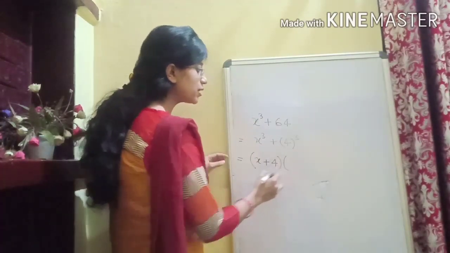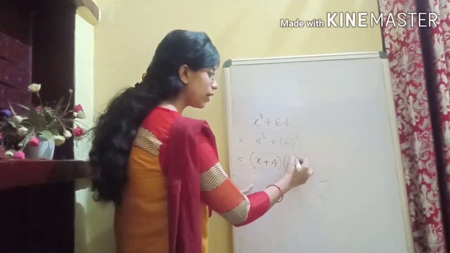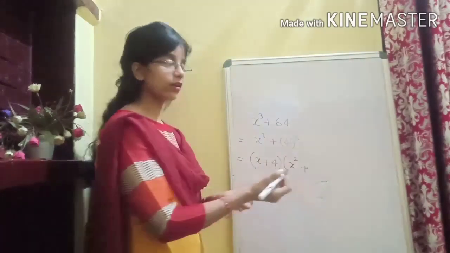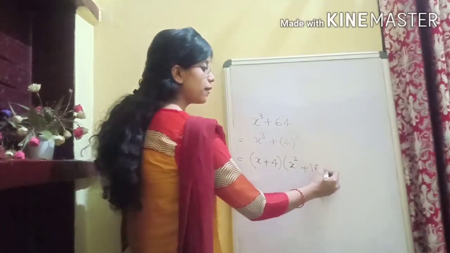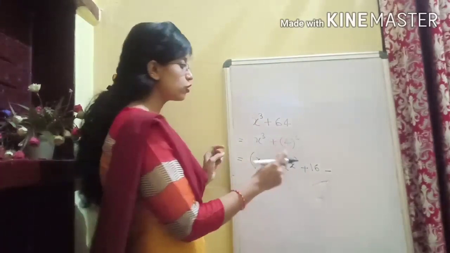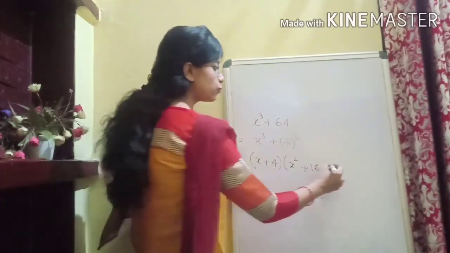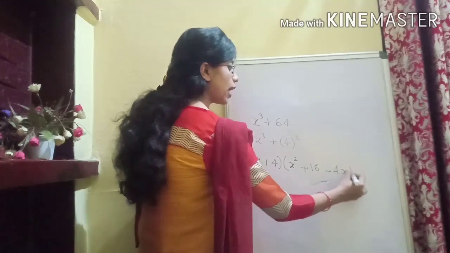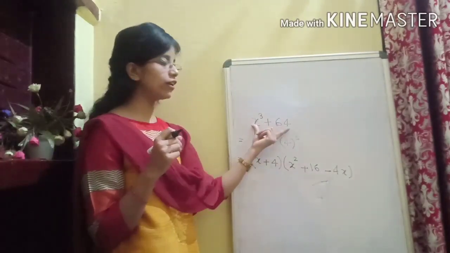Okay. In another bracket it is a square plus b square minus ab. So another bracket a square. What is your a? x, and the square will be x square. Plus b square. What is your b? It is 4. 4 square will be 16. Minus ab. So a is x and b is 4. So x into 4, that would be 4x. And that's how we have applied the identity and we have factorized the given question.